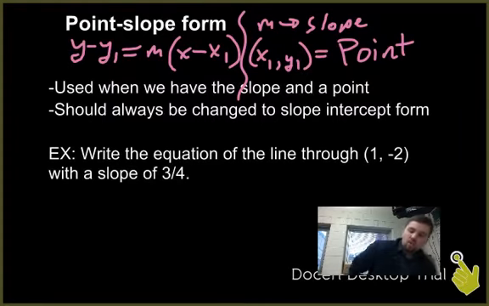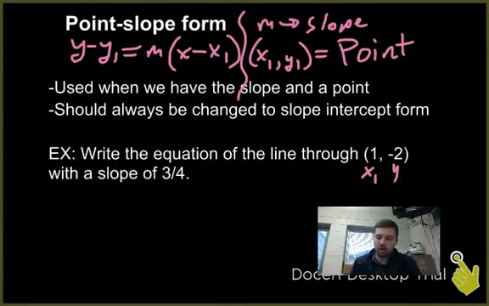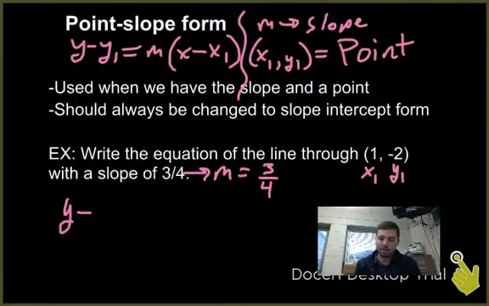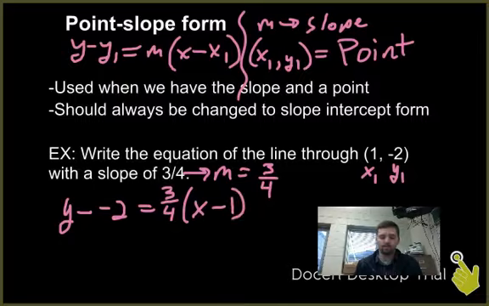Okay, well, I got my point. Let's label everything here. If my point is x1, y1, okay, my slope m is 3/4. So m equals 3/4. I think that's all the pieces that I need for point slope form. So let's plug everything in. Y minus y1, that was negative 2. So y minus negative 2 equals 3/4 times x minus whatever my x sub 1 was, 1.